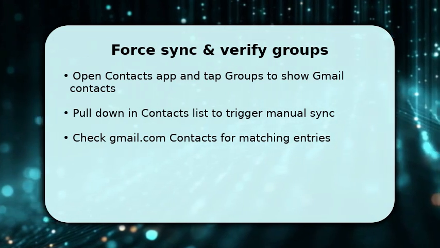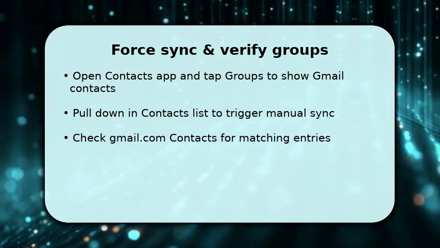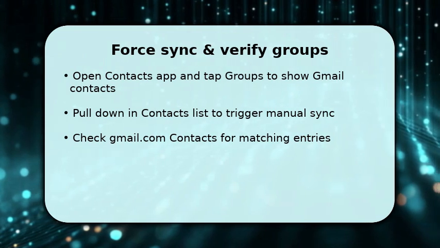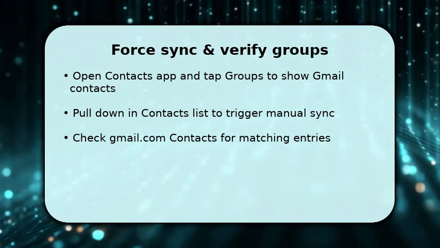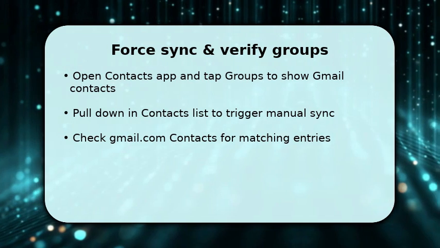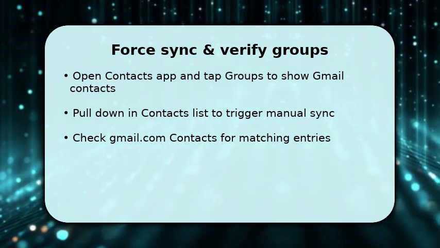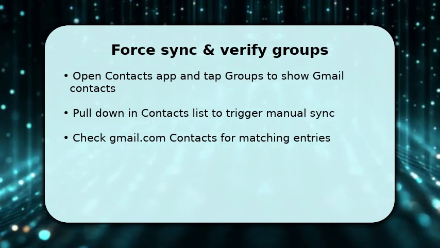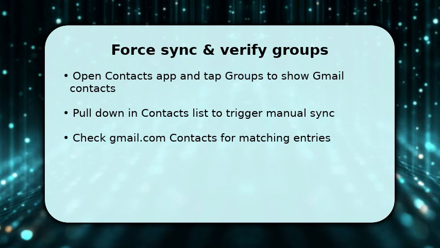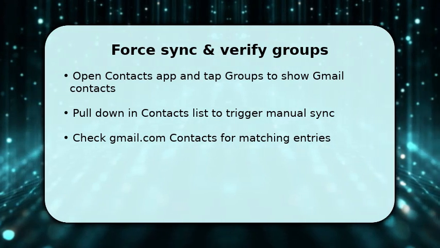Then open a browser to Gmail.com and check contacts. Changes made on the phone should appear. If duplicates exist, note labels or merged contacts. Make sure default account for new contacts is set to Gmail. In Settings, right arrow Contacts to keep future entries synced to Google.